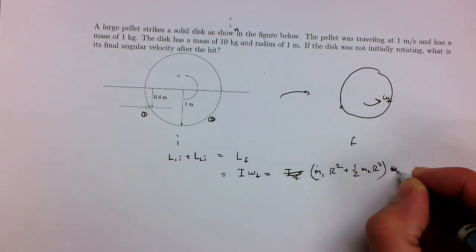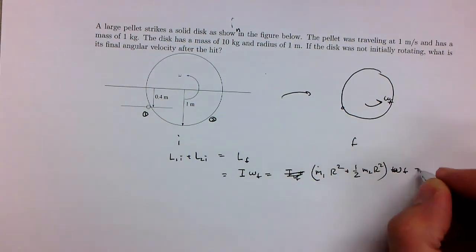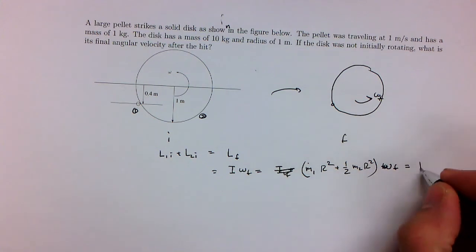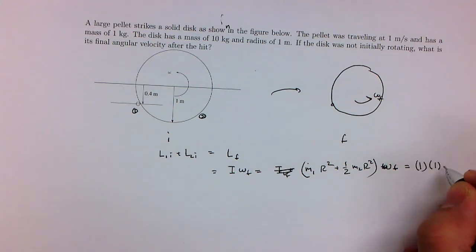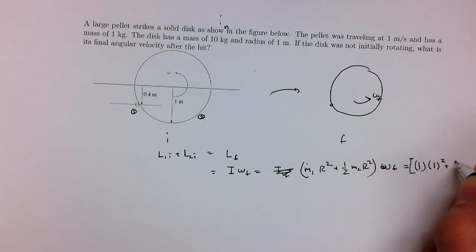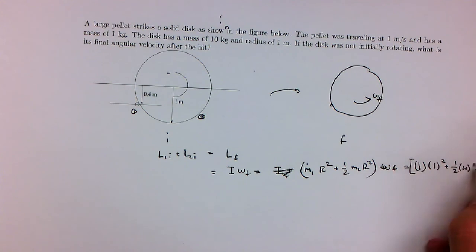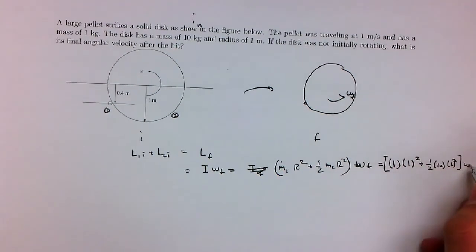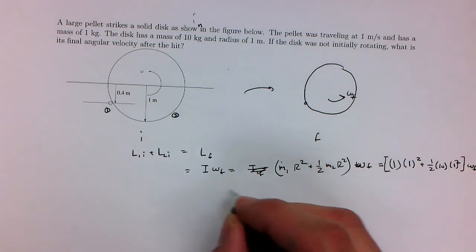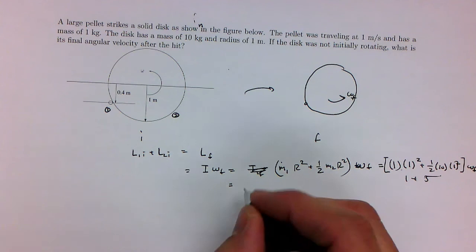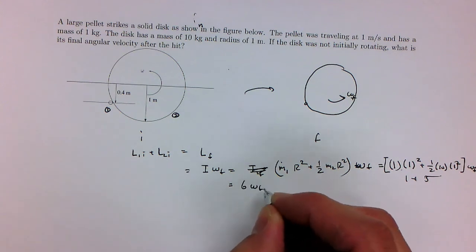Omega final, which is equal to, let's plug in the numbers first. This is going to be 1 kilogram times 1 meter squared, plus 1/2 times 10 times 1 squared again, times omega f. So this is ultimately equal to 1 plus 5, which is 6 omega f.